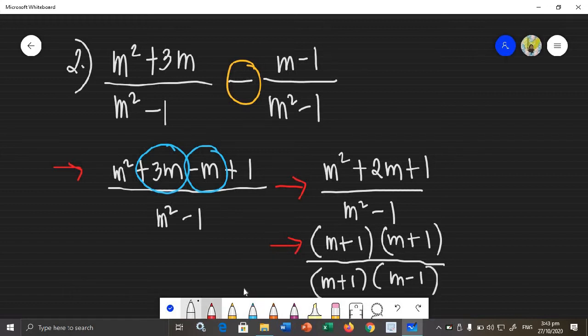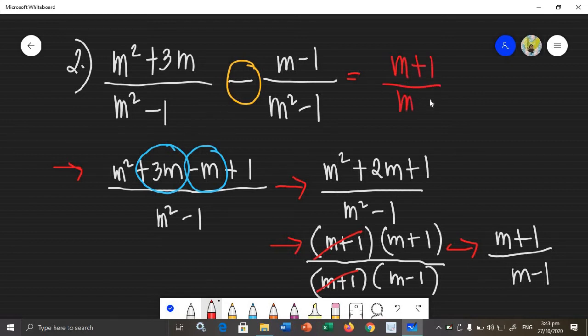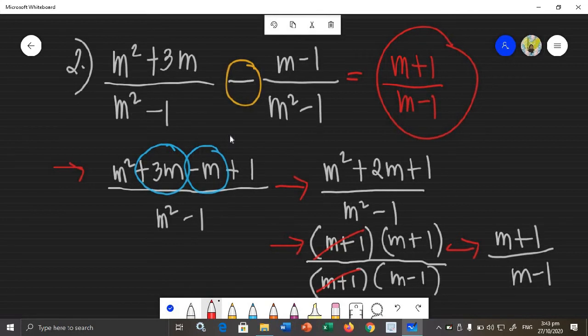Okay? Now that we factor our answer, we can now cancel similar factor. So, we can cancel m plus 1 in the numerator and the denominator. Now, it will leave us to this expression. So, m plus 1 over m minus 1. And that is the difference of our given number 2. M plus 1 over m minus 1. So, difference kasi subtraction yan. Now, let's solve more examples.